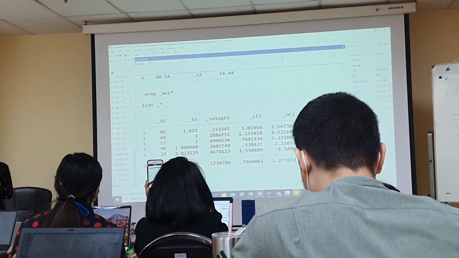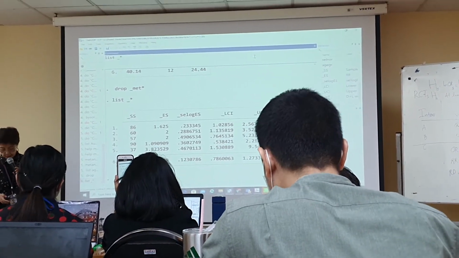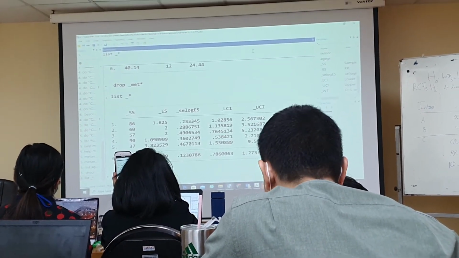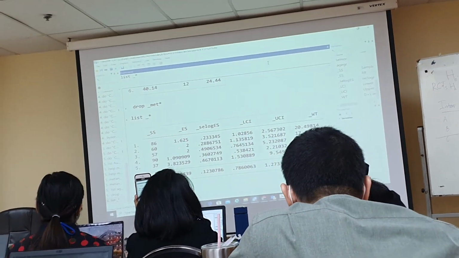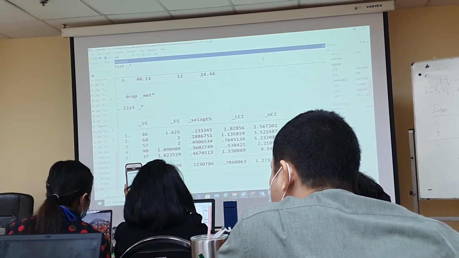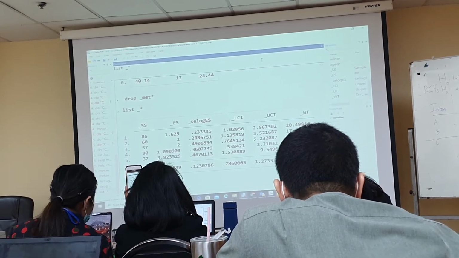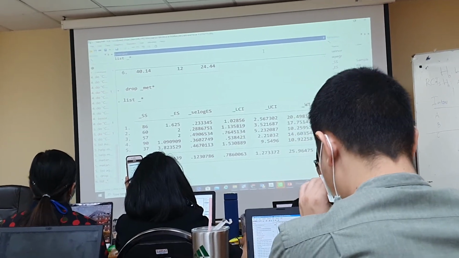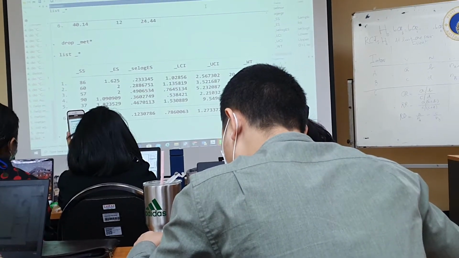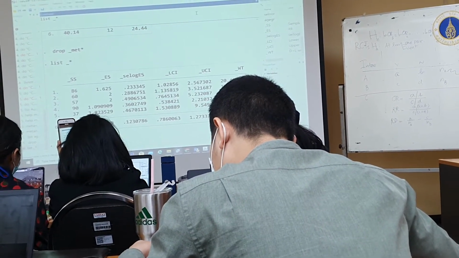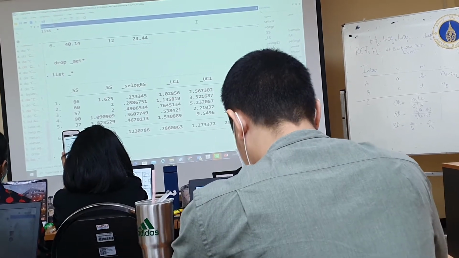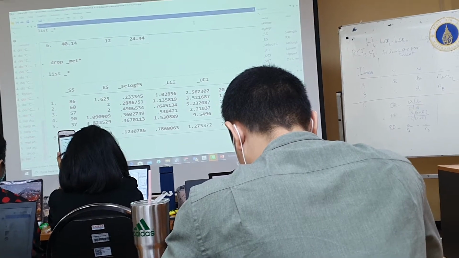So you can see that underscore SS is the sample size of that study. Underscore ES is the log risk ratio of that study. And underscore SE is the standard error of the log risk ratio. Along with the lower limit of the risk ratio, the upper limit of the risk ratio, and the percent weight of each study.